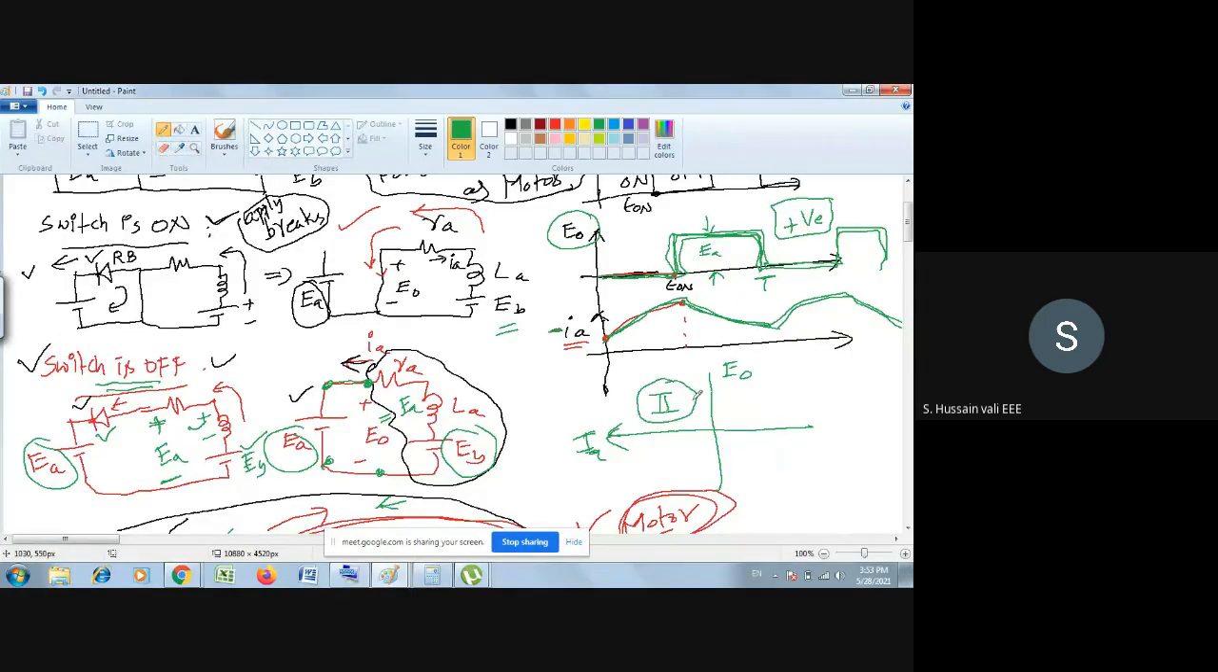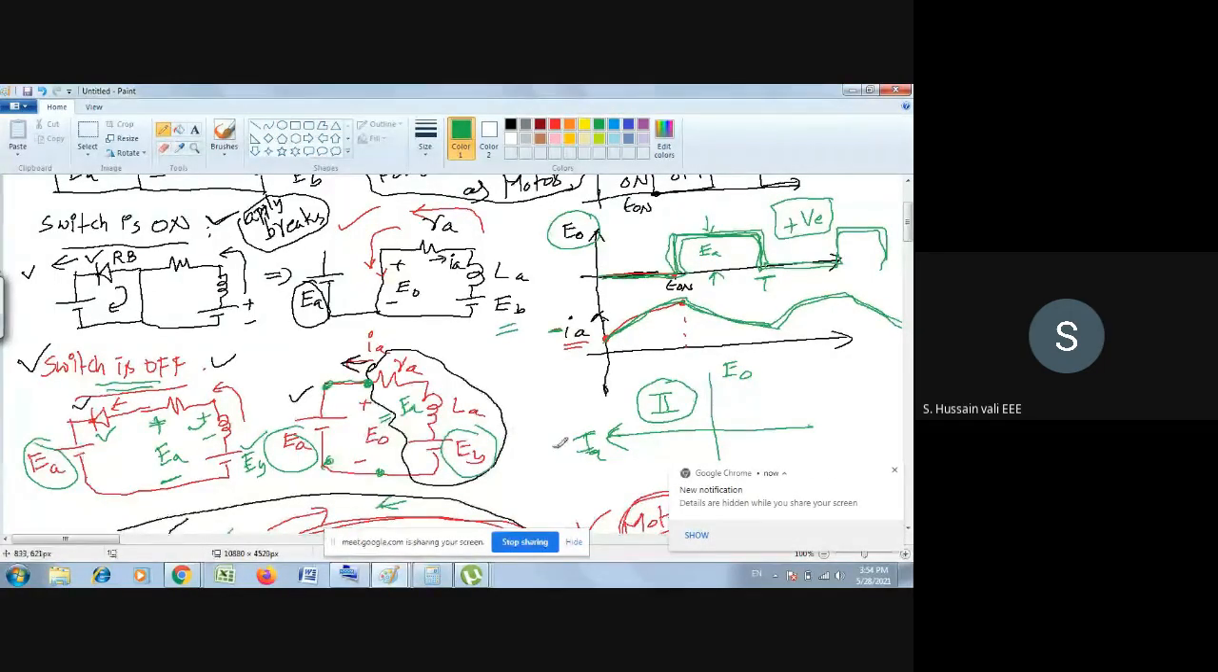So how do we say it is first quadrant and second quadrant in this sense? It depends on the polarity of E naught and IA. If E naught and IA both are positive, it is first quadrant. Now in this particular case, E naught is positive, whereas IA is always negative. So then it is a second quadrant chopper. So what is the advantage in the second quadrant chopper?